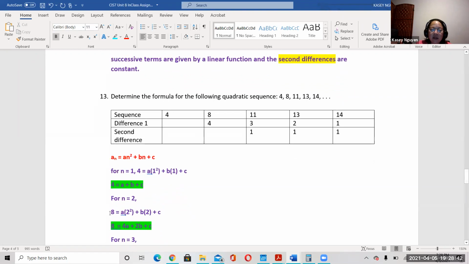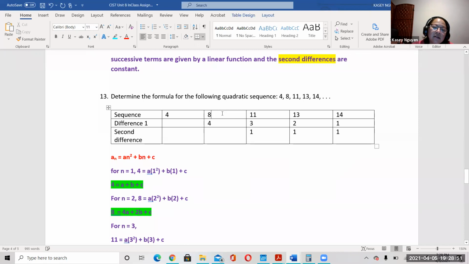Then for the next step, for n is equal to 2, the second term is 8, so we would have 8 is equal to a times 2 squared plus b times 2 plus c. When you multiply everything out, you should have 8 is equal to 4a plus 2b plus c.